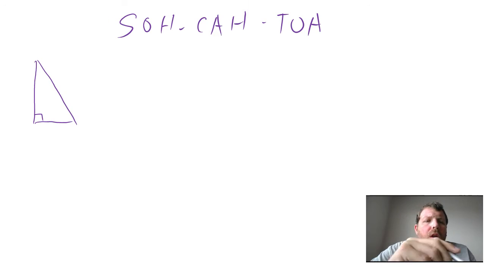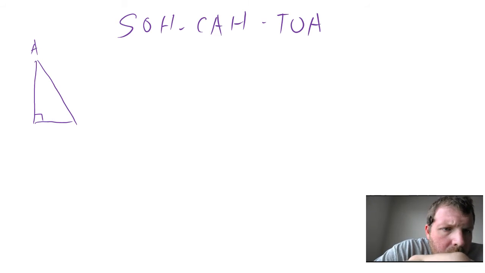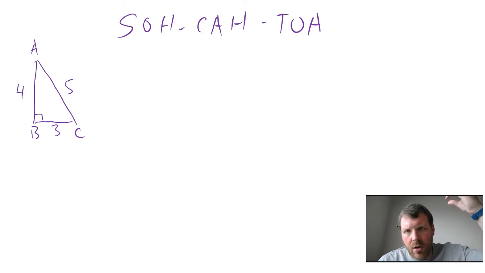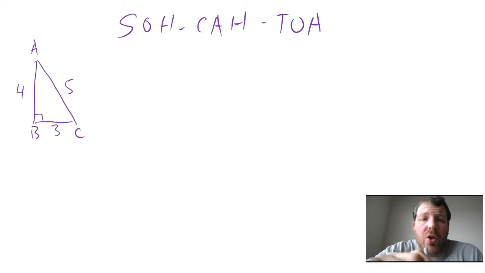All right, so we're going to label a right triangle A, B, and C. Okay, I'm going to go ahead and put some measurements on here. 4, 3, 5. If I take 3 squared and I add that to 4 squared, I will get 5 squared. Okay, so that is a right triangle.